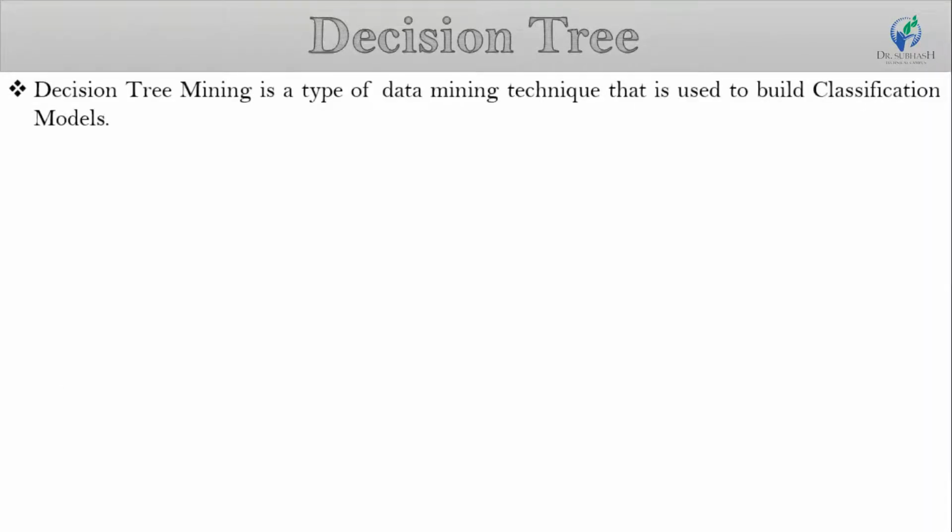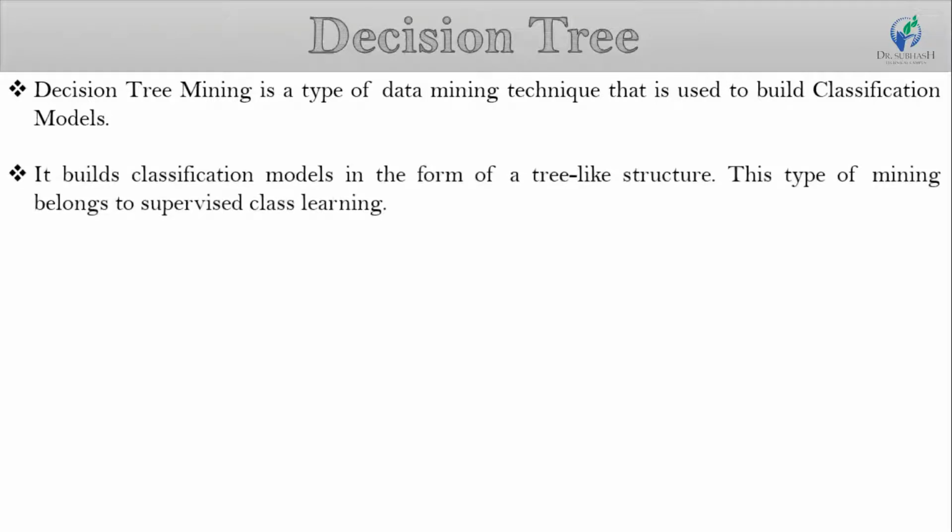Decision tree mining is a type of data mining technique that is used to build classification models. It builds classification models in the form of a tree-like structure, just like its name. This type of mining belongs to supervised learning. In supervised learning, the target result is already known.